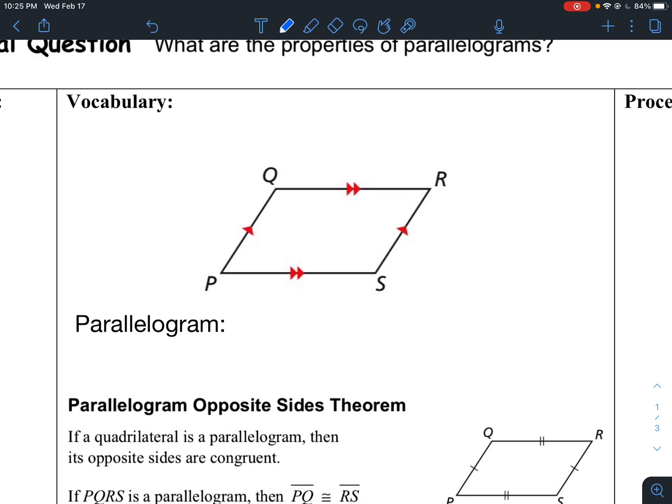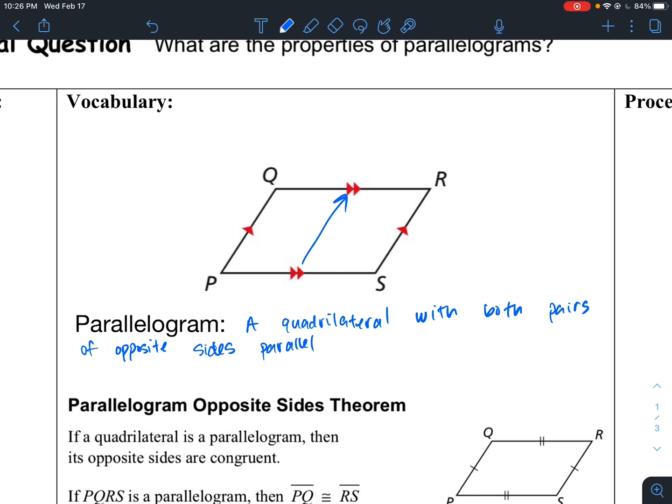A parallelogram is a quadrilateral, so a four-sided polygon, right? A parallelogram is a quadrilateral with both pairs of opposite sides parallel. Hence a parallelogram, okay? So a parallelogram always has the opposite sides parallel. So that's how you define a parallelogram.